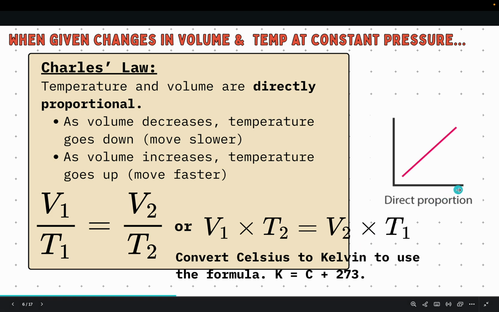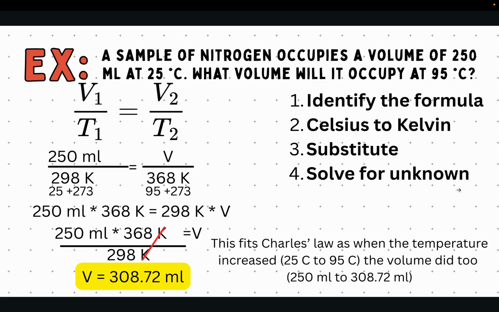Let's use an example. A sample of nitrogen occupies a volume of 250 milliliters at 25 degrees Celsius. What volume will it occupy at 95 degrees Celsius? So we've got the formula dealing with volume and temperature, and first we have to change Celsius to Kelvin. We're given 25 degrees Celsius and 95 degrees Celsius, but we can't input 25 and 95 into here, because this formula only works in Kelvin.